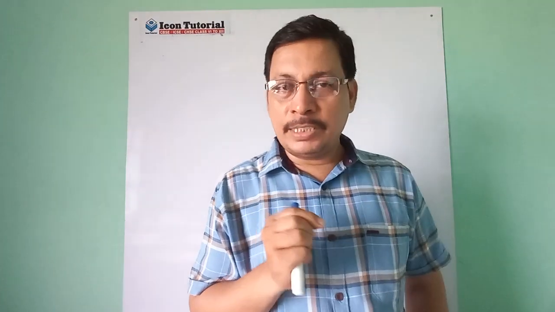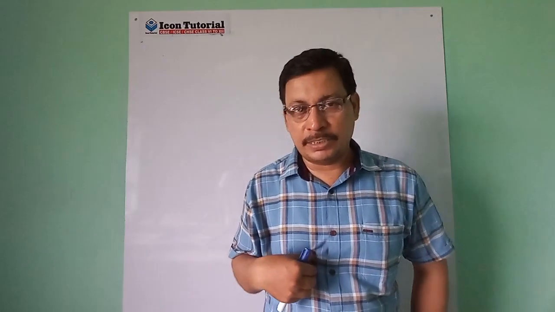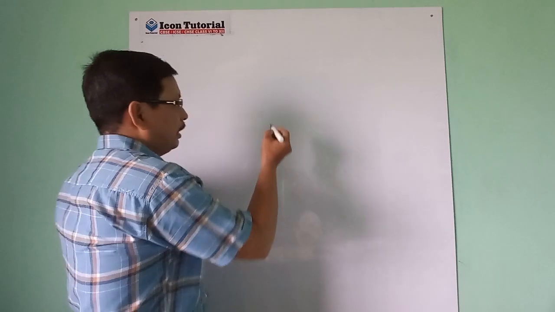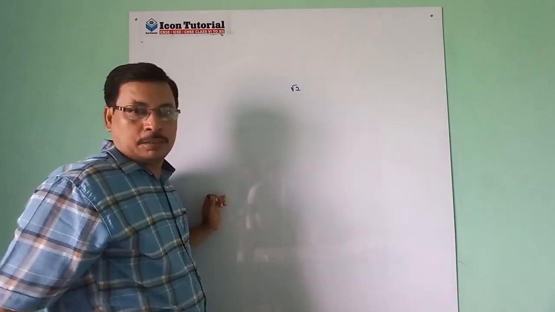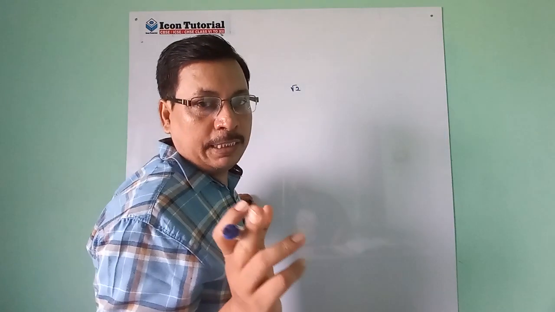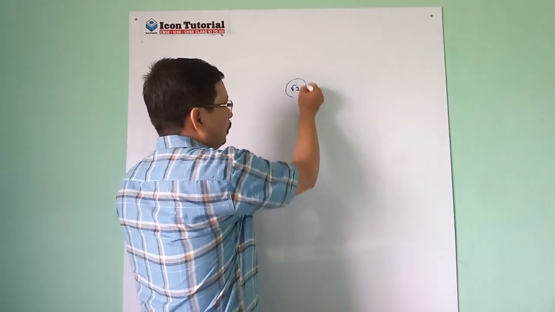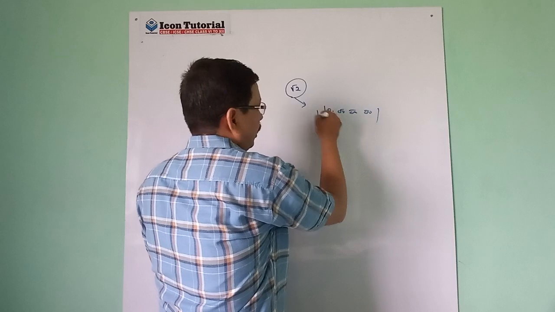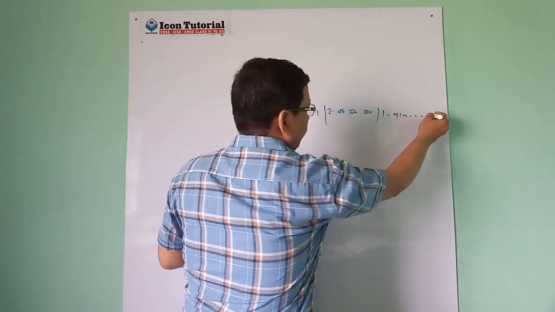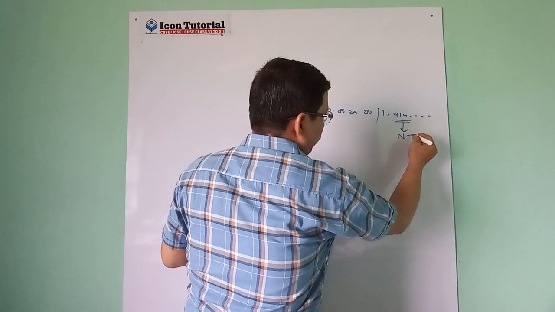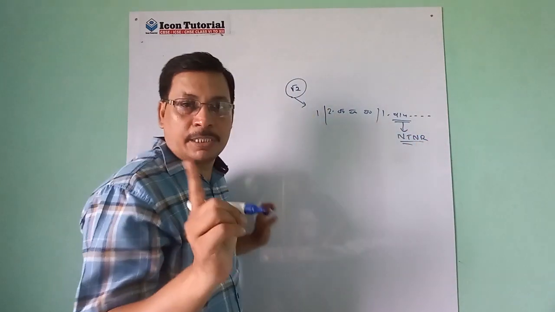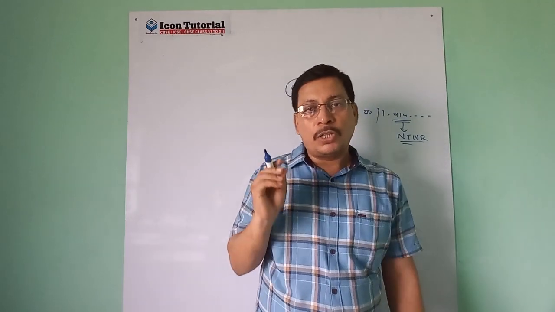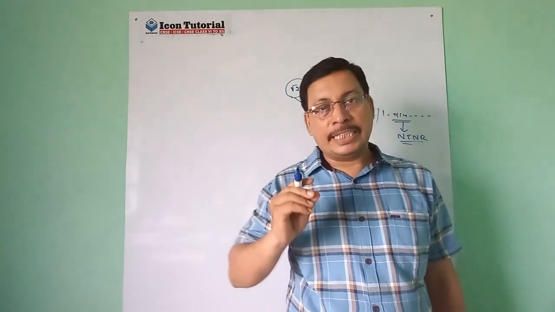Do all of you know what an irrational number is? I hope you know. Let me tell you: irrational numbers are all non-terminating, non-repeating decimal numbers. Look here, suppose root 2. Root 2 is also an irrational number, because if we find its value by the long division method, you will get some number like 1.414, and this decimal will be non-terminating and non-repeating.